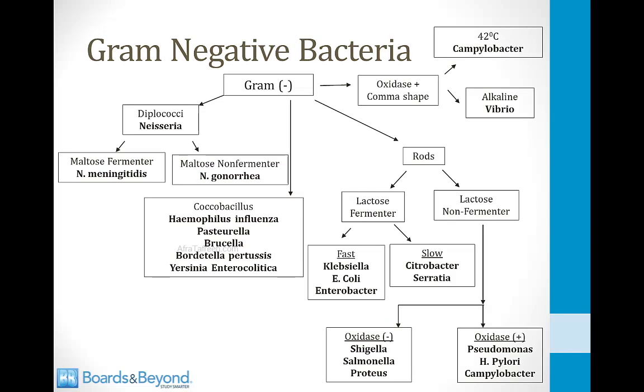This is the algorithm for identification of gram-negative bacteria, and in another module I talked about all the gram-negative rods. So in this module what I'm going to do is talk about the gram-negative cocci, the coccobacilli, and then finally we'll talk about Campylobacter and Vibrio, which are unique comma-shaped organisms.